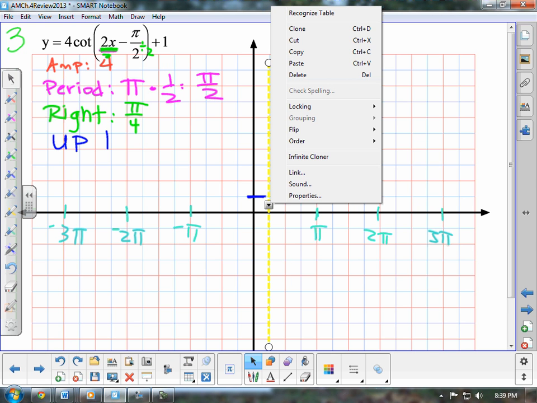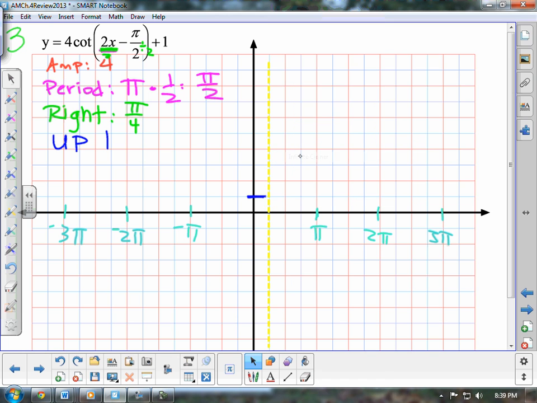And then, looking at it, our period is pi over 2. So then that means pi over 2, there's our next asymptote. And the next one after that is going to be 2 away also. And 2 more, and so on, and so forth. And they have to go in both directions.